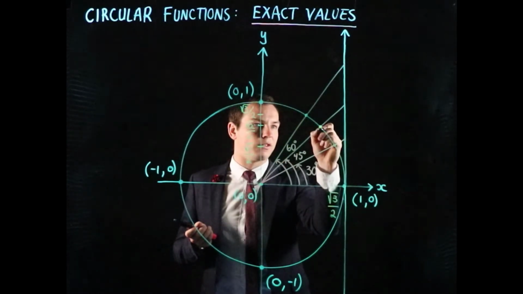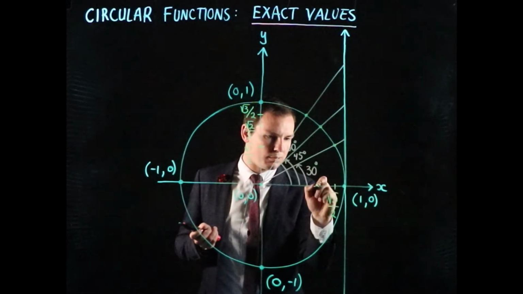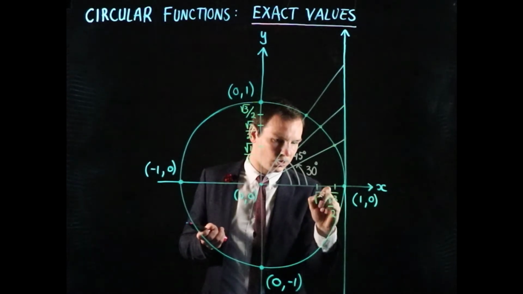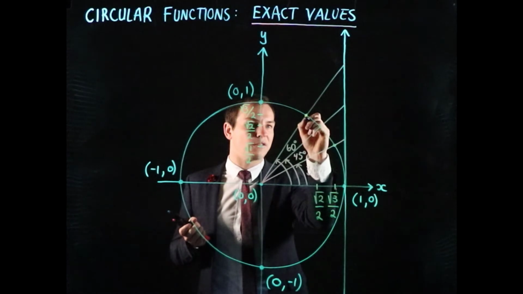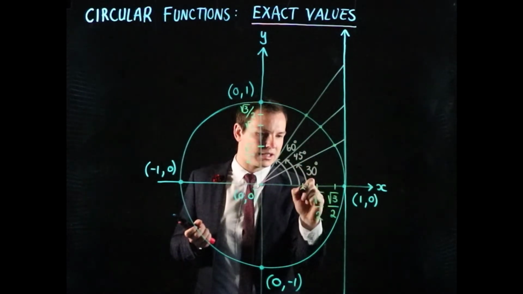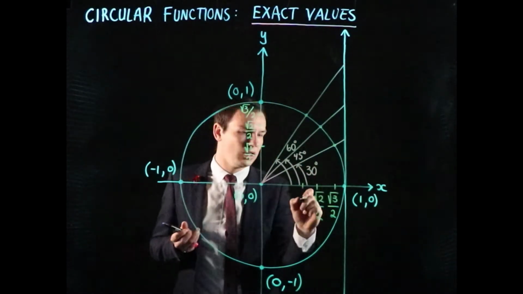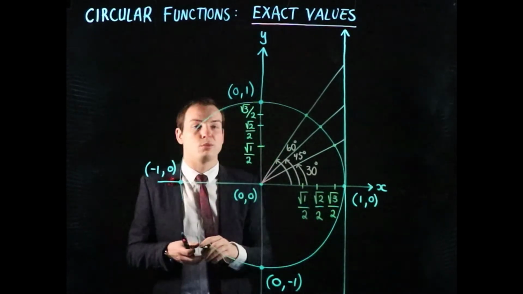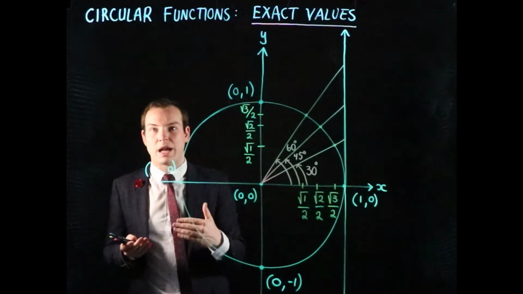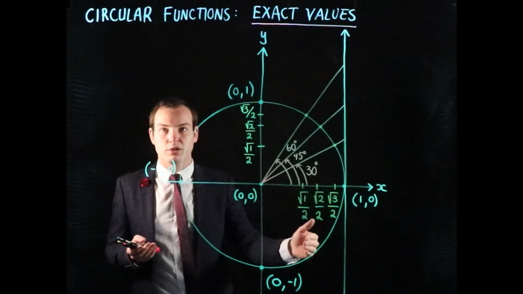Then if we look at the x value for this position, that will be somewhere about here, which is root 2 on 2. And the last one, if we come down to the x-axis, which gives us the cosine value, is going to be root 1 over 2. So the way of remembering these is always the pattern root 1 on 2, root 2 on 2, root 3 on 2.